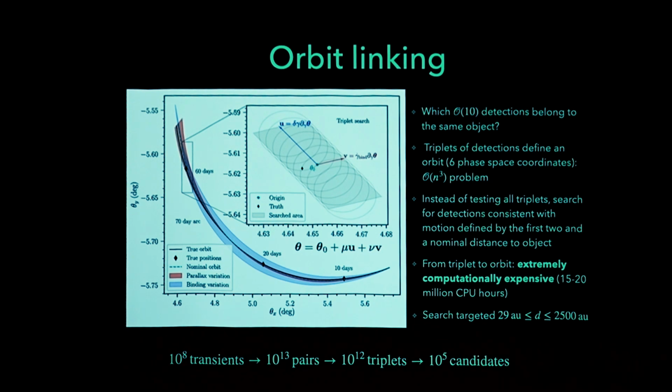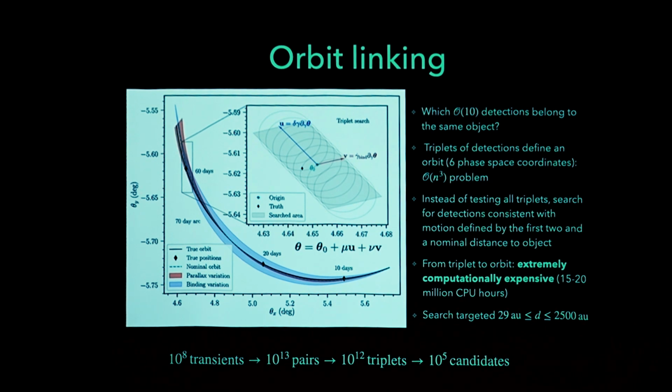Because we're fitting orbits, we ideally need 3 detections. So the naive way of doing this would be to combine everything in triplet combinations, and that's (10^8)^3, which is an impossible number, and we don't want that. So we have to be a little bit smarter about this.